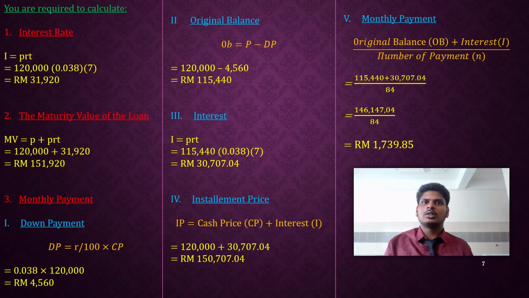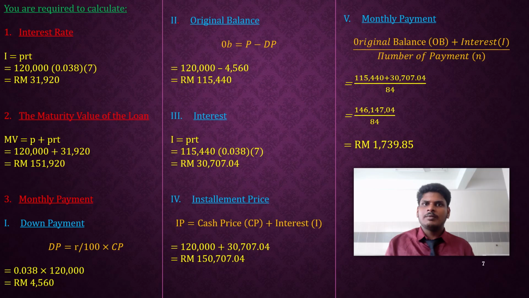Next, calculate the total interest Najmi will pay over the 7-year period. Using the simple interest formula, I equals PRT, where P is the principal, R is the rate, T is the time. So I equals 115,440 times 0.038 times 7, which equals RM30,707.04. Adding this interest to the original balance gives us the maturity value MV of the loan.